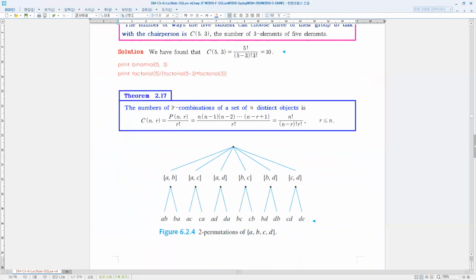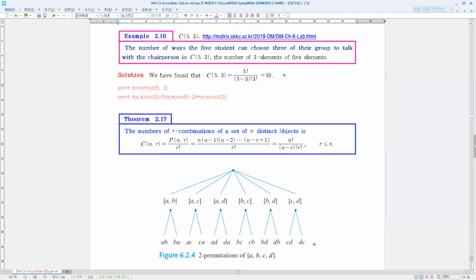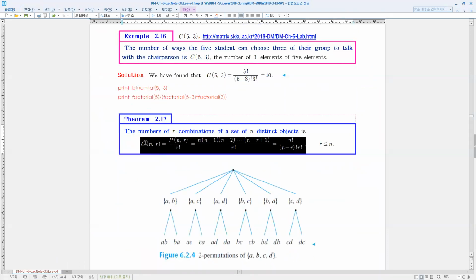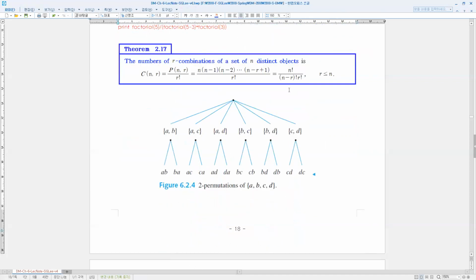Next, the number of r-combinations of a set of n distinct objects is n choose r, which is the same as P(n, r) over r factorial, and can be written as n factorial over (n minus r) factorial times r factorial. So this is what we did. Permutations and combinations have this relationship.